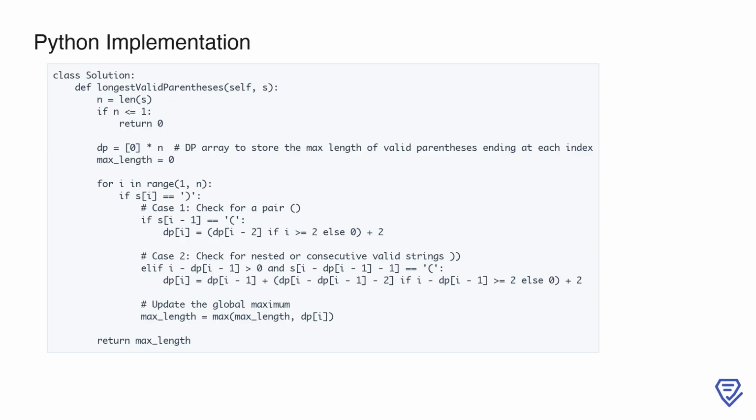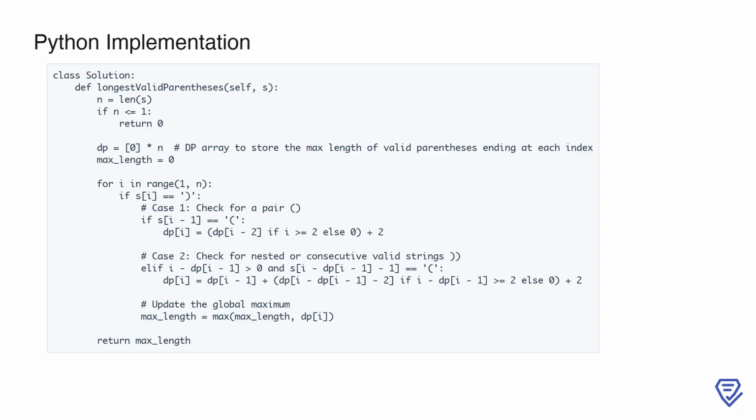Let's go through the code step by step. 1. Initialization. The function starts by calculating the length of the input string s. If the string length is less than or equal to 1, it returns 0 because a valid parentheses substring cannot exist in such cases. 2. Dynamic programming array. A DP array of size n, same as the length of s, is initialized with all zeros. This array will store the length of the longest valid parentheses substring ending at each index.